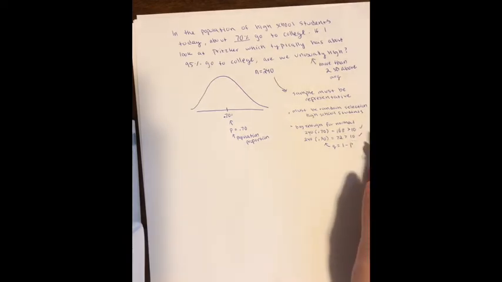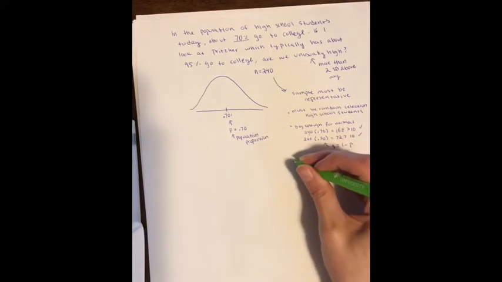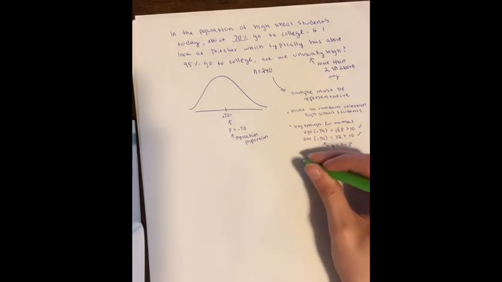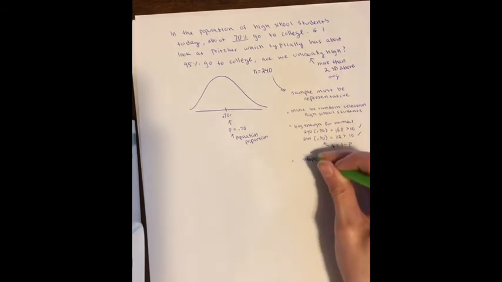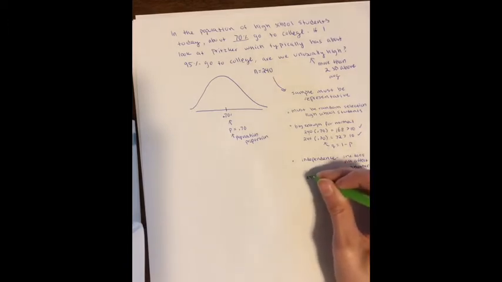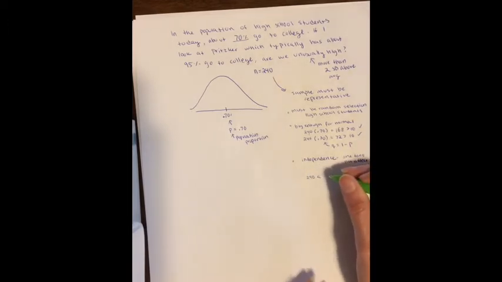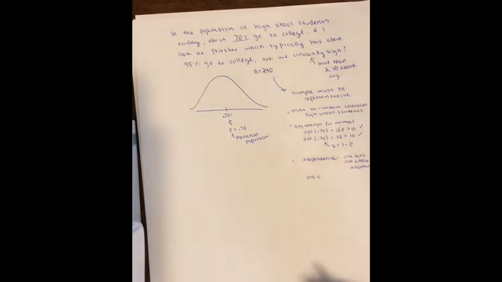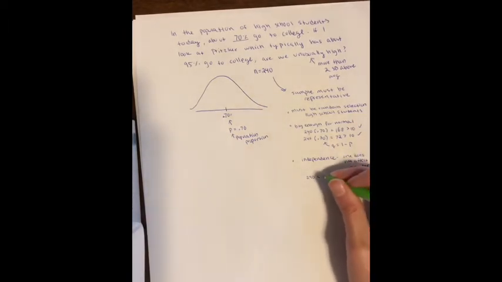And then the last thing is we check for independence. We can't have one person affecting another, and we can't have the samples affecting each other either. We need to make sure that our sample is small enough compared to the population so that we're not using fractions. We're okay using these decimals.